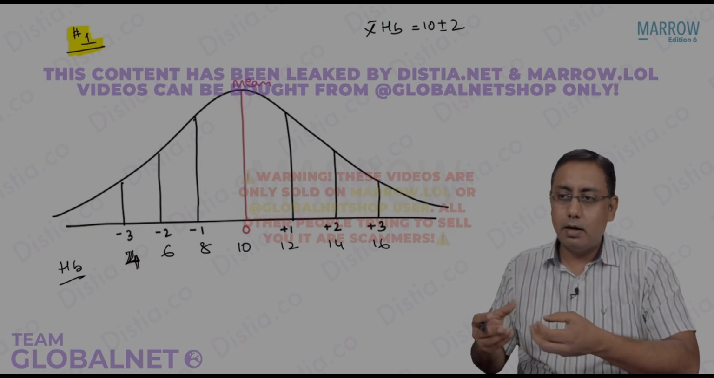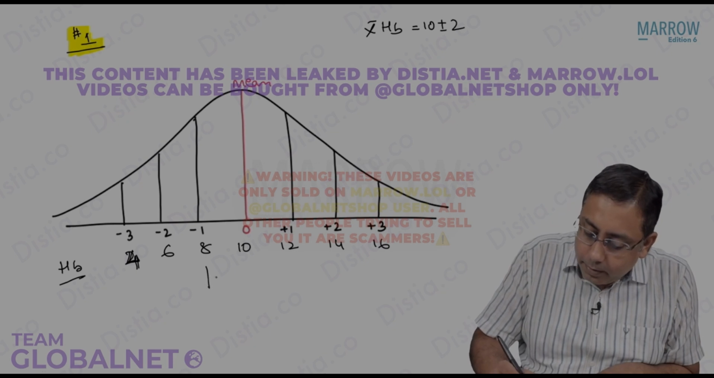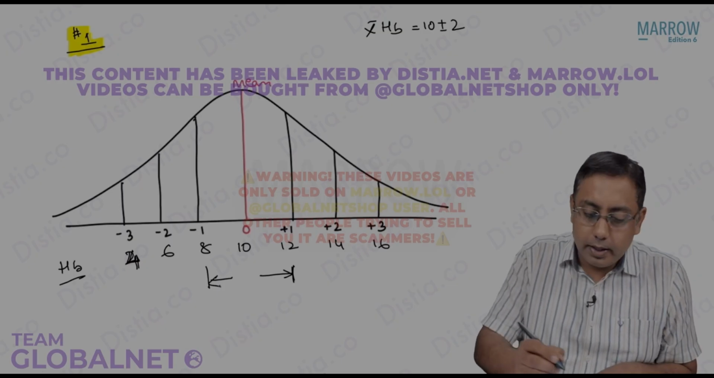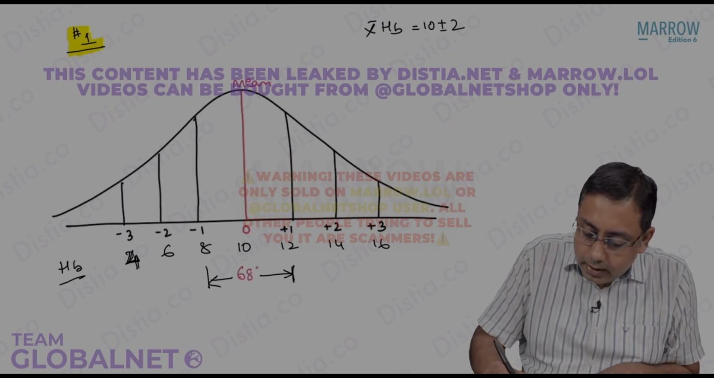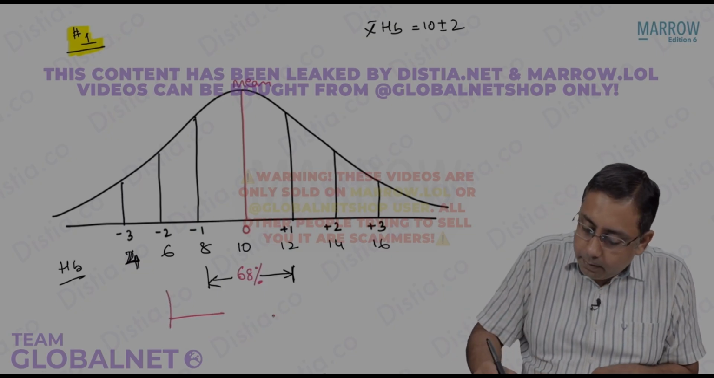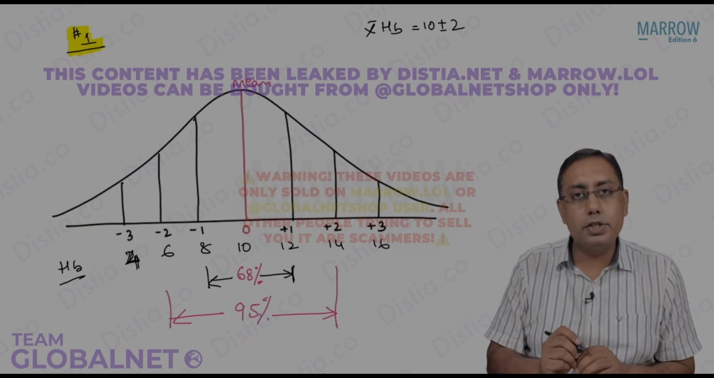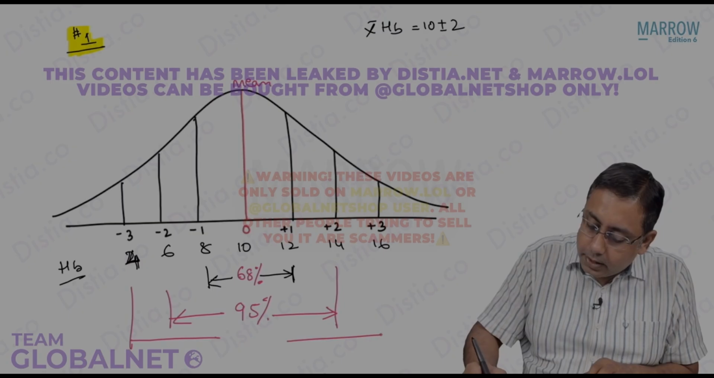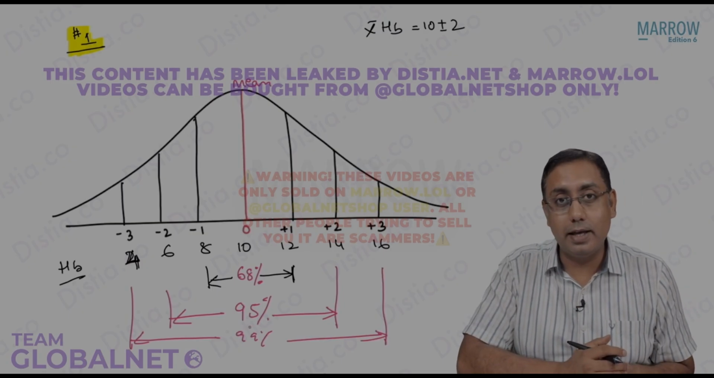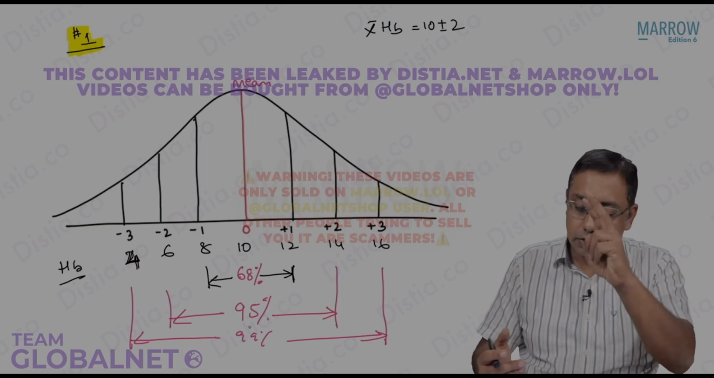Very soon, in the next couple of minutes or in the next module, you will understand why we took this assumption. It is usually seen that between minus 1 and plus 1 standard deviation, 68% of the population will lie. Between minus 2 and plus 2 standard deviations, 95% of the population lies. And between minus 3 and plus 3 standard deviations, 99% of the population lies. You can't ask me why it happens, but it's a fact that we have seen.